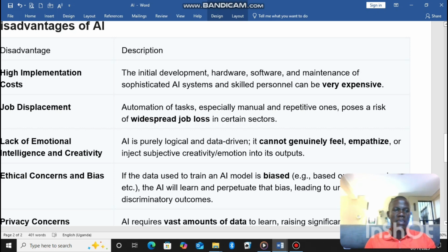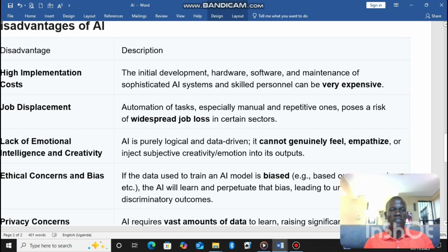There's high implementation cost. Here I just mean the initial development, hardware, software, and maintenance of sophisticated AI systems and skilled personnel can be very expensive. So it is not easy to maintain, of course. When maintaining, it can be done at a cost that is very expensive. And the worst part of it now, in this second disadvantage, I think this one is very clear.